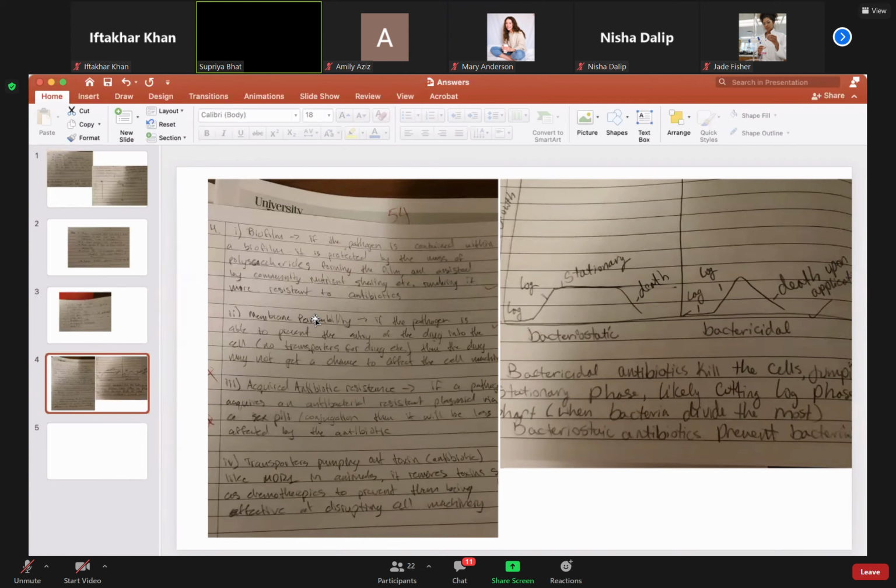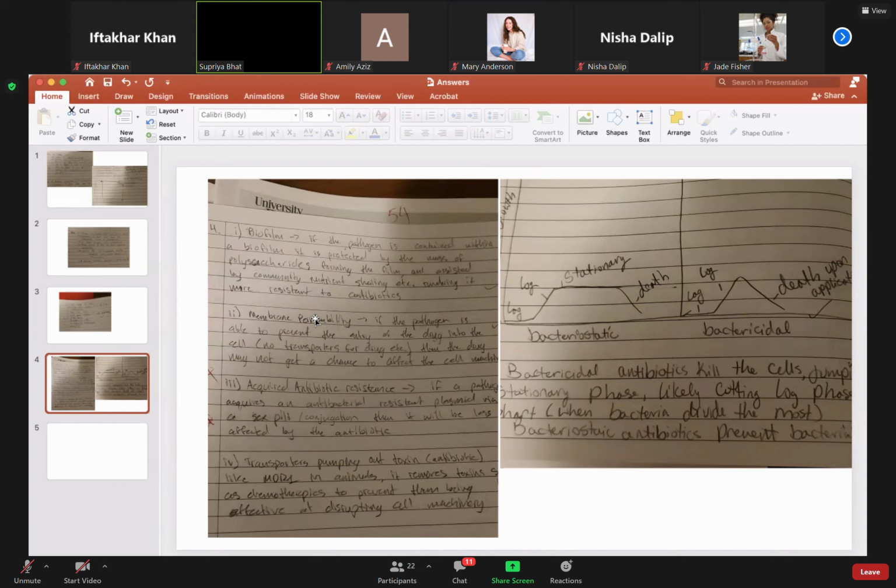The bacteria might be forming a biofilm, the membrane may not be permeable to the antibiotic, or the bacteria may have acquired resistance through acquired antibiotic resistance, which is basically taking up a plasmid containing a resistance gene. Or it may be producing a membrane pump that's exporting the antibiotic to the external environment. Many of you did get this answer, and I think it was fairly straightforward.